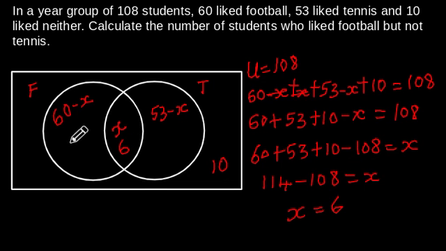So right here we have 15. 60 minus 15, we have 45 here. 53 minus 15, we have 38 here. So if we add all this up, let me take away the expressions here. Okay, and there we go. So if you add 45 plus 15 plus 38 plus 10, you would have 108. So what's the answer to this? The number of students who like football but not tennis. 45 students like football but not tennis. They like football alone. So our answer here is 45. And there you go. All right.